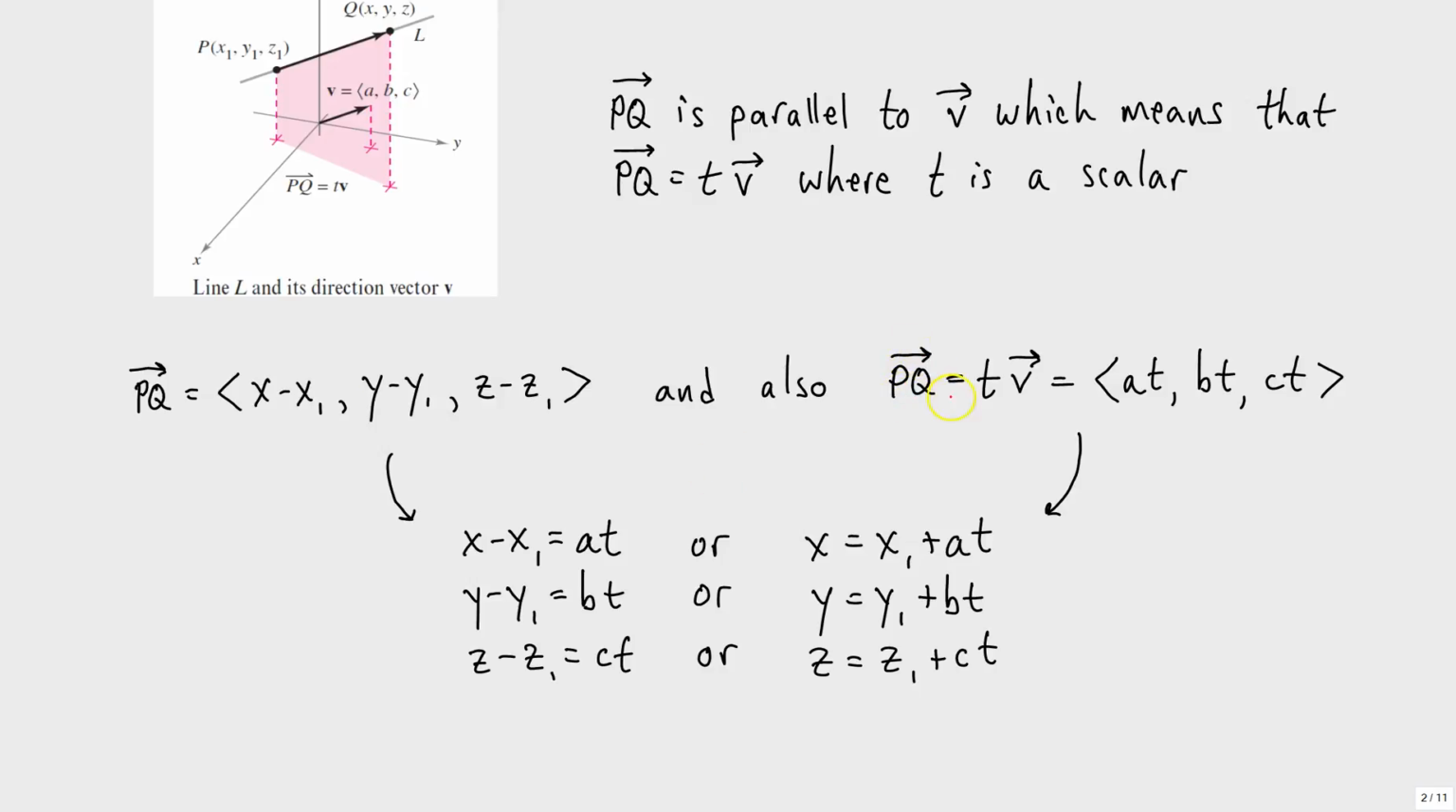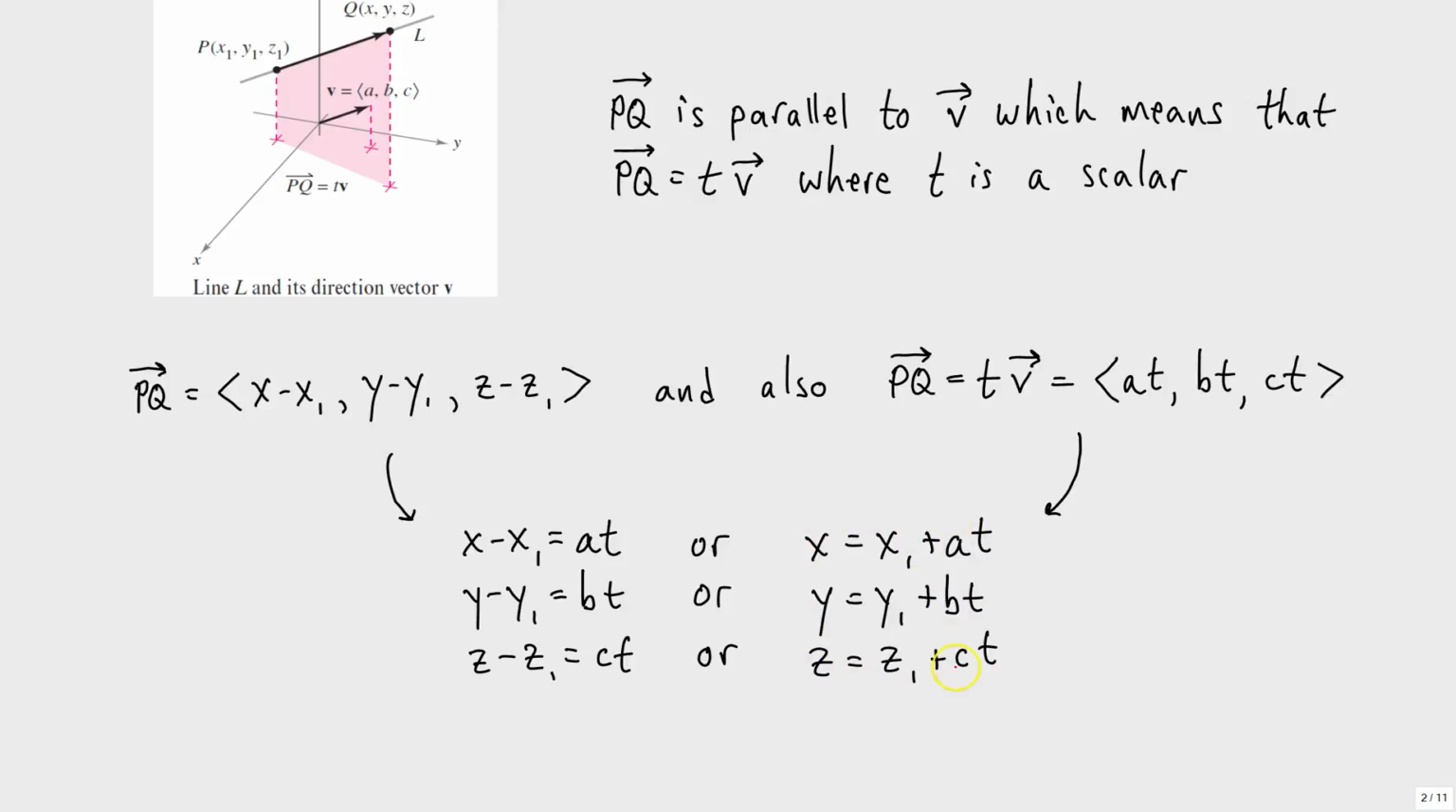And since our directed line segment is just equal to a scalar times the vector v, because they're parallel, then our scalar times v will be at, bt, ct, t being the scalar. Well, those should be equal. So our directed line segment PQ should equal those. So x minus x1 will equal a times t, y minus y1 will equal b times t, and z minus z1 will equal c times t. If we solve for x, y, and z, we get x is x1 plus at, y is y1 plus bt, and z is z1 plus ct.